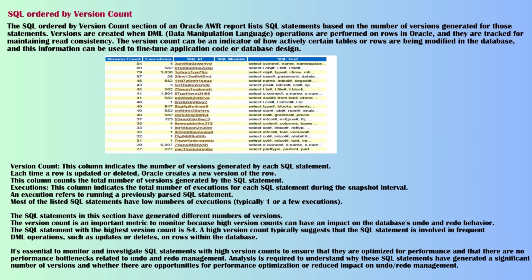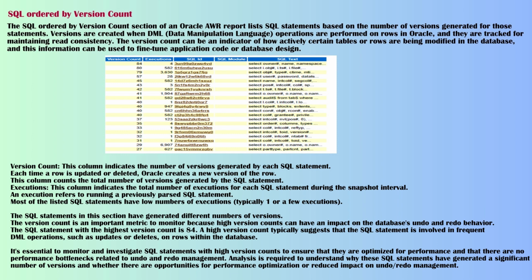The SQL ordered by version count section of an Oracle AWR report lists SQL statements based on the number of versions generated for those statements. Versions are created when DML, data manipulation language, operations are performed on rows in Oracle, and they are tracked for maintaining read consistency. The version count can be an indicator of how actively certain tables or rows are being modified in the database. And this information can be used to fine-tune application code or database design.